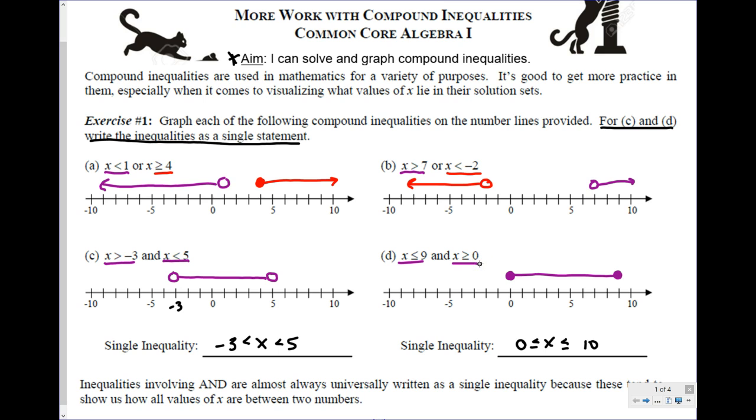Inequalities involving AND are almost always written as a single inequality because these tend to show us how all values of x are between two numbers. Okay, so this is showing that x is between -3 and 5. It's easier to read than saying two separate inequalities. And we're going to get more practice with this in the lesson.